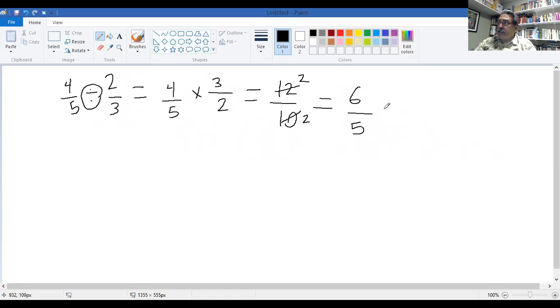You can write this as a mixed number. 6 goes into 5 one time with a remainder of 1. So the remainder becomes the numerator. The denominator stays the same. The quotient 1 comes here. So that's what I meant in the PowerPoint.